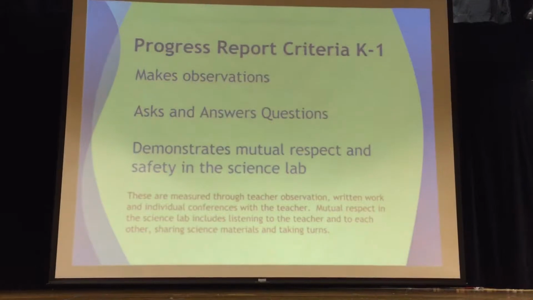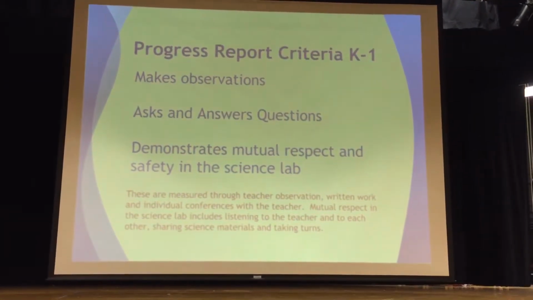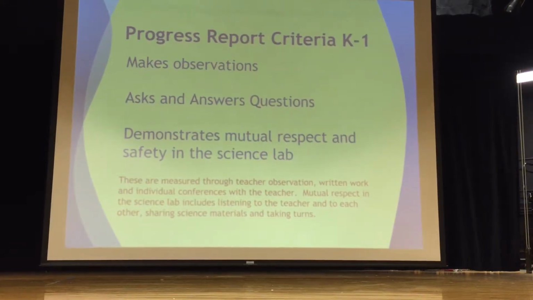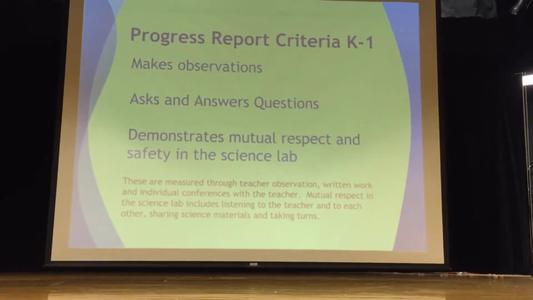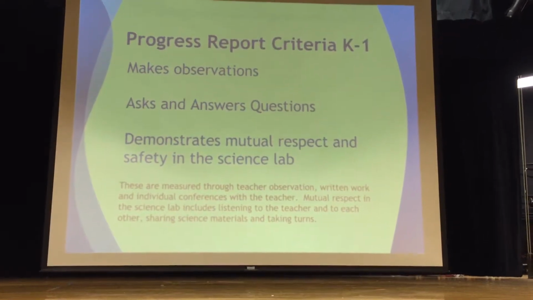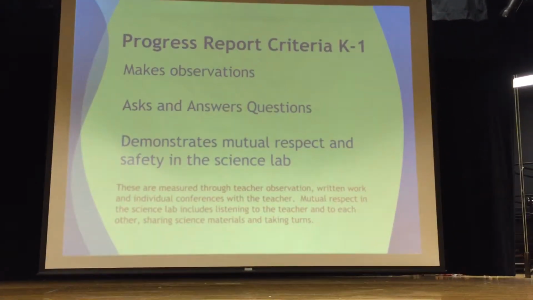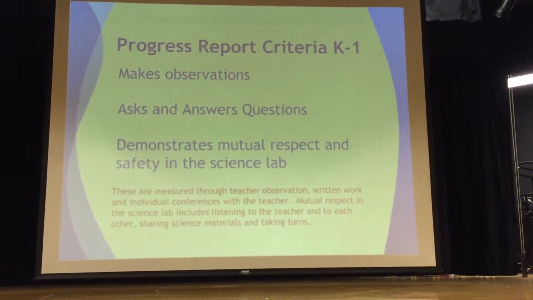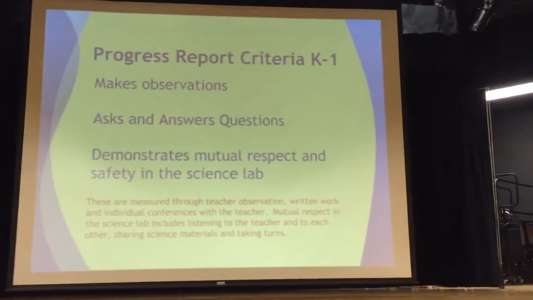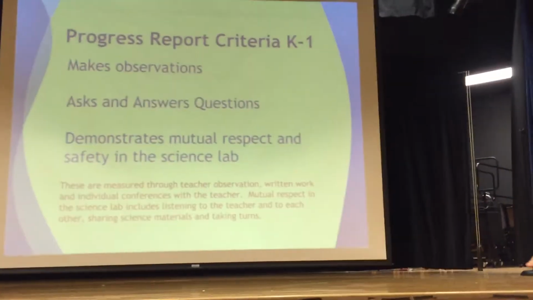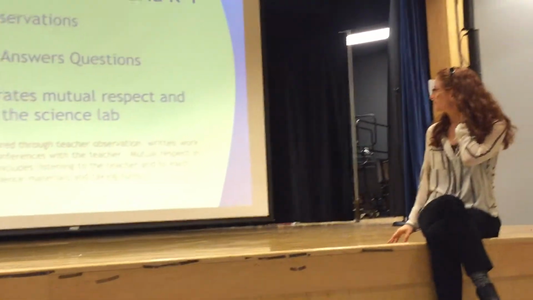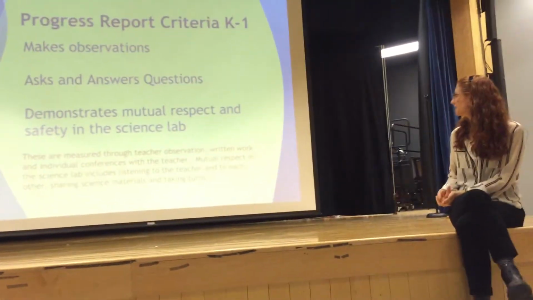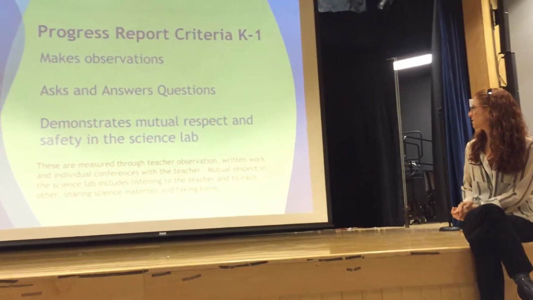So just quickly a little bit about their grades and how we assess them. So there's three categories for K through 1, and kindergarten doesn't get an overall science grade. They just have the categories because we're happy that they're taking turns. A lot of what's happening in the kindergarten science room is what's happening in a kindergarten room. So are they making observations, asking and answering questions, and demonstrating mutual respect and safety in the science lab? So I measure those through teacher observation, written work, and individual conferences with the teacher.